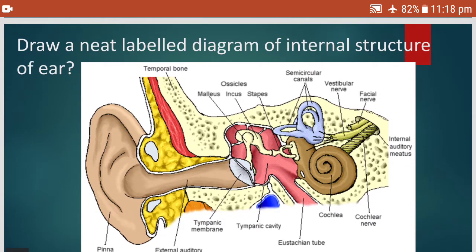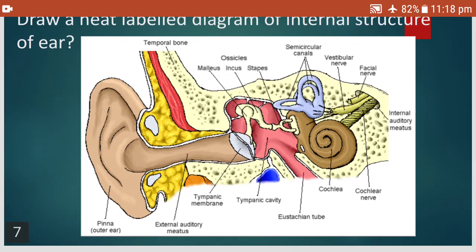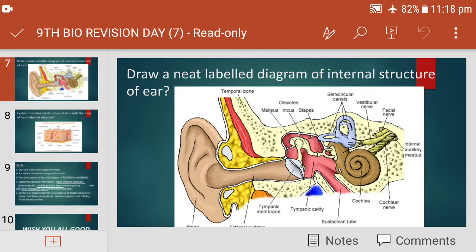The next question is, draw a neat label diagram of the internal structure of the ear. Children, the main function of our ear is hearing. It helps in hearing and also in maintaining body posture, balancing, equilibrium. Now, the ear is divided into 3 parts: outer ear, middle ear and inner ear. The outer ear is called the pinna.